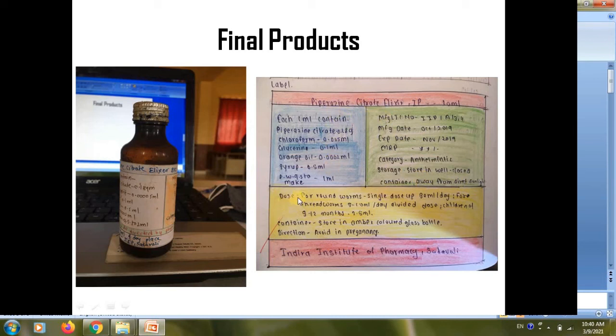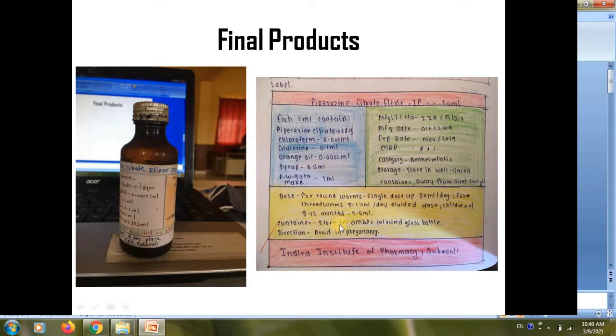Then you have to write the dose. So for roundworms, a single dose of 30 ml per day, and for tapeworm, that is 5 to 10 ml per day as a divided dose, and for children 9 to 12 months, that is 2.5 ml. So this will be the dose of this preparation.